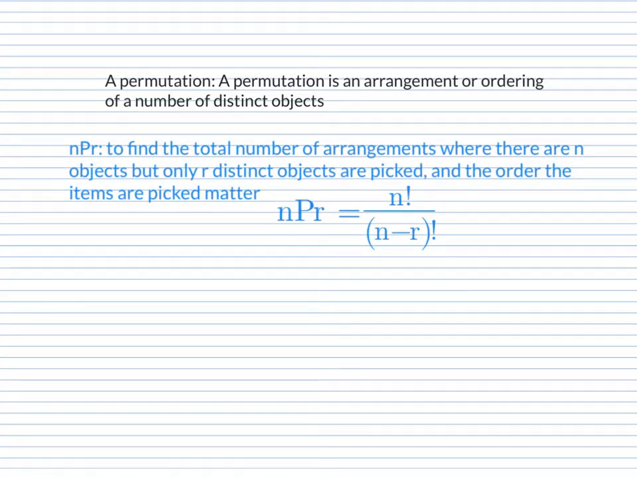So nPr is really the main permutation. It is to find the total number of arrangements where there are n objects, but only r of those total objects are being picked, and the order the items are picked matters. You use this formula, n factorial divided by n minus r factorial. So let's look at an example.